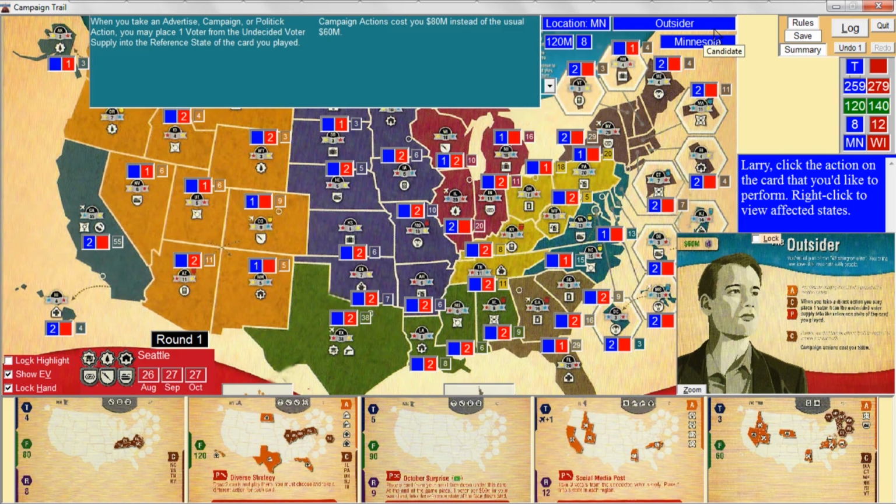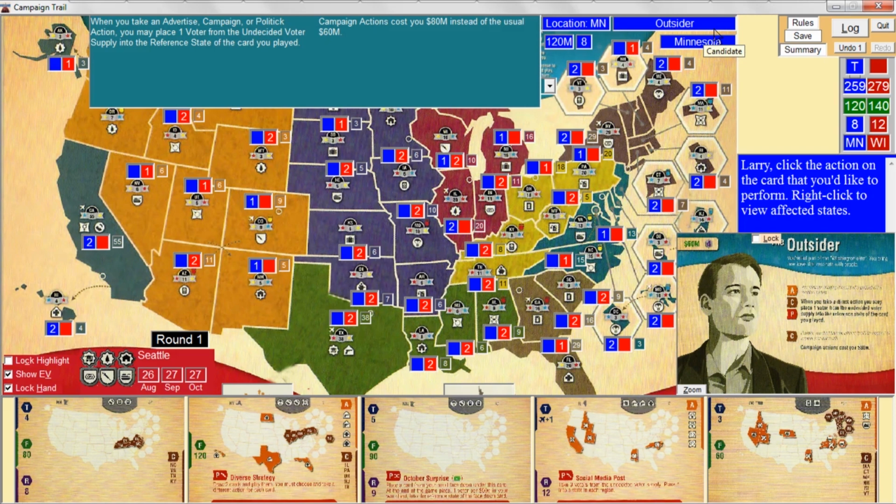And support actions, on the other hand, either allow you to move your candidate to another state for campaigning purposes, or possibly to perform things like a fundraise action where you get more money, or a register action where you get to register more voters for your particular party. So that's a total of 6 possible actions: 3 support actions, traveling, fundraising, registering, and 3 direct actions, advertising, campaigning, and politicking. Each individual card, however, only offers a subset of 4 of those actions.